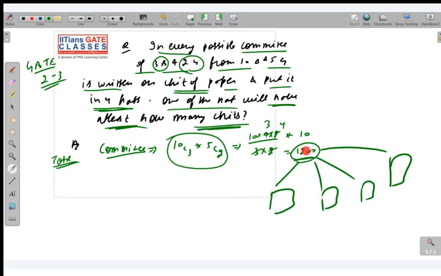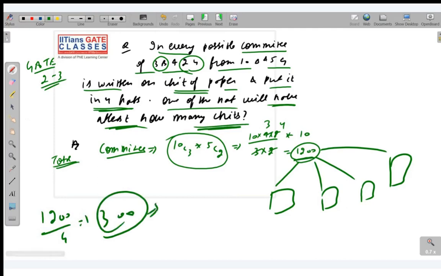So what you can do? You simply divide 1200 by 4. 300. Yes, very good. So I will say with guarantee that at least one hat will have at least 300 chits. Are you getting it? Some of the hats may have more than 300 also, but it is guaranteed that at least one of the hats will have 300 chits. So please try to focus here. It is guaranteed.